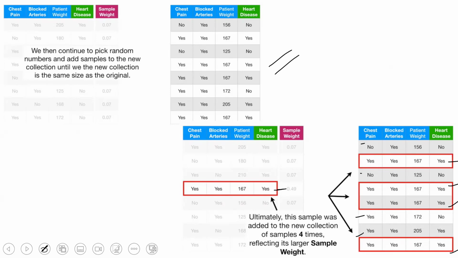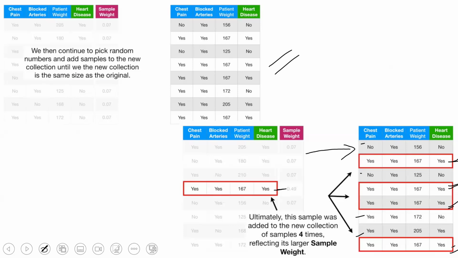You might have some missing records. You will not see all the records coming over here. But you will see more records which are misclassified by the first stump. This is how you are increasing the weight of that wrongly classified record, or emphasizing its importance. Ultimately, this sample was added to the new collection of samples 4 times, reflecting its larger weight.